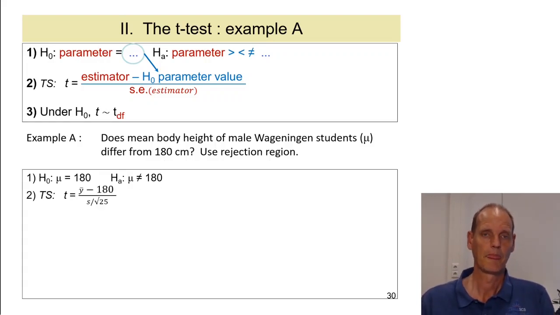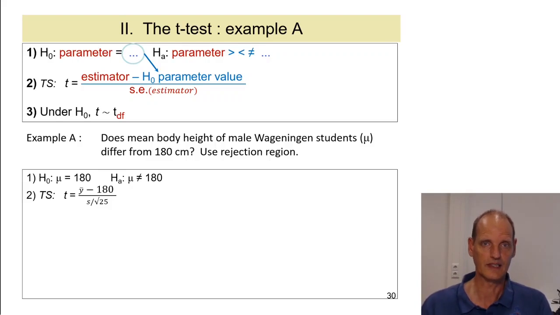Step 2, definition of the test statistic. T is estimator. Well, in the one sample situation, the estimator was y bar. Parameter mu, estimator y bar, standard error s over square root n, degrees of freedom n minus 1. Yeah, so we write y bar minus 180 divided by s over square root 25.